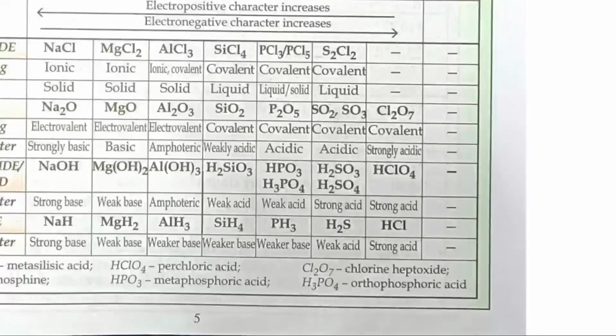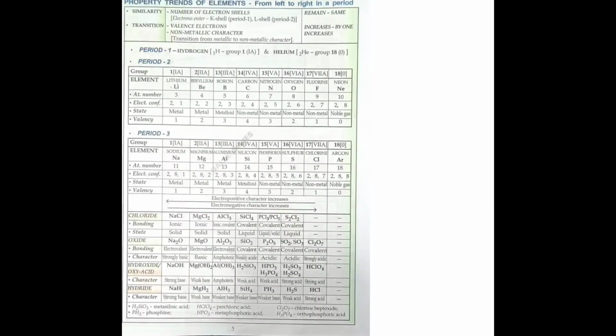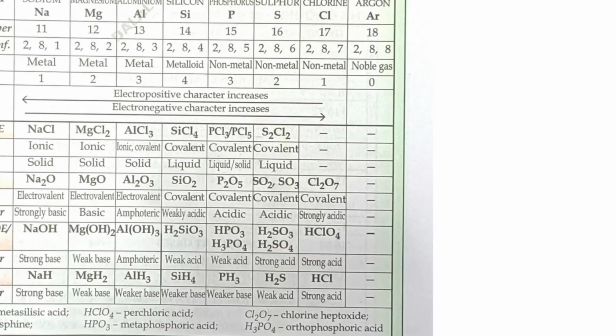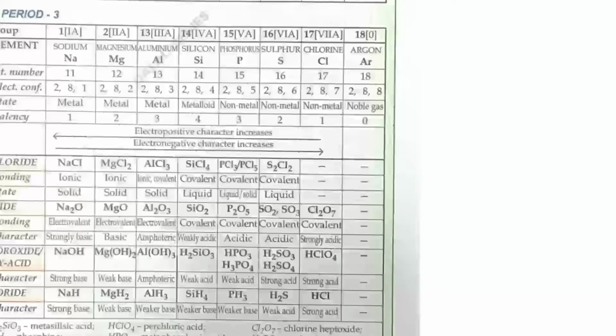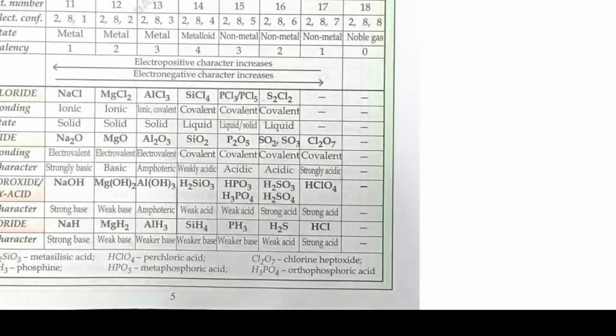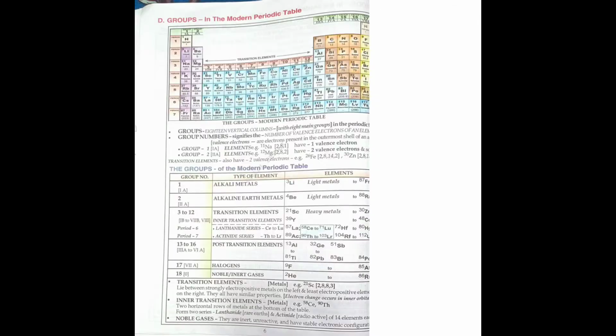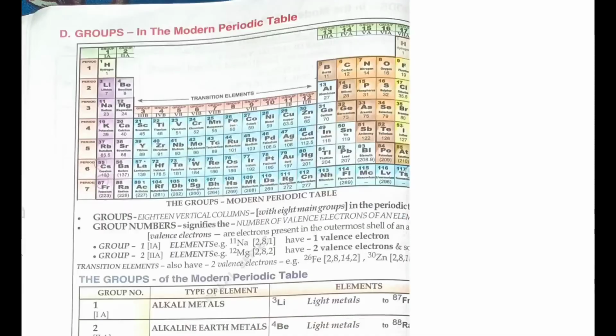After that, hydroxide formation. That also depends upon valency and oxidation state. NaOH, then magnesium is 2 plus, OH is minus 1. So the formula will become Mg(OH)2, and so on. Hydrides: NaH, MgH2, AlH3, SiH4. So they are also similar. That's it. Some more examples are written below. So that's all for period.